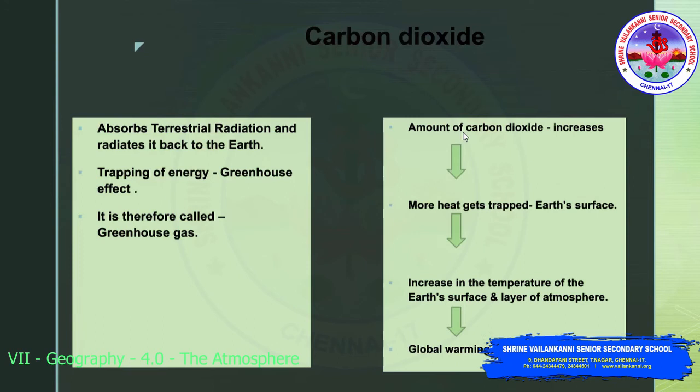But if the amount of carbon dioxide in the air increases, it will absorb more terrestrial radiation and reflect it back. If the amount of carbon dioxide is increasing in the atmosphere, more terrestrial radiation will be reflected back into the earth. It leads to an increase in the temperature of the earth's surface and also in the layers of the atmosphere in contact with it. This warming of the earth is called global warming.